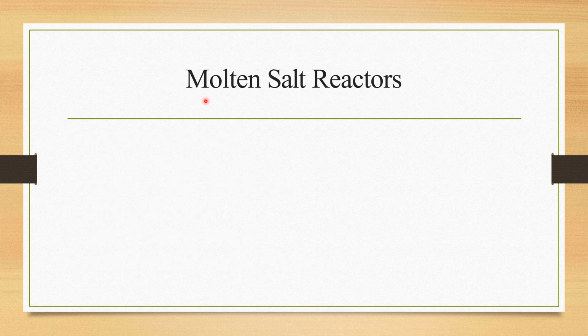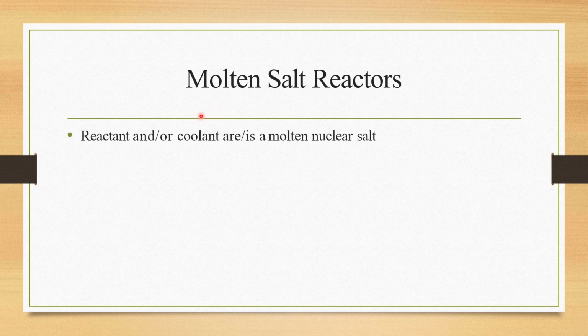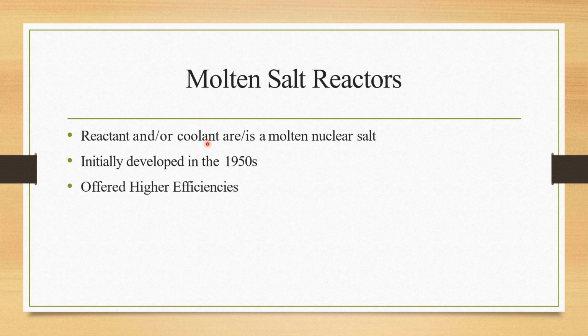A type of reactor not known to many people is the molten salt reactor. In this, the reactant or coolant, or any one of them, is a molten nuclear salt, like a chloride or a fluoride of some particular element like uranium or thorium. It was initially developed in the 1950s, way back decades ago, and it offered higher efficiencies because all of the states were molten, which means the temperature was high enough. So things like activation energy and thermodynamic factors were quite favorable to offer higher efficiencies.